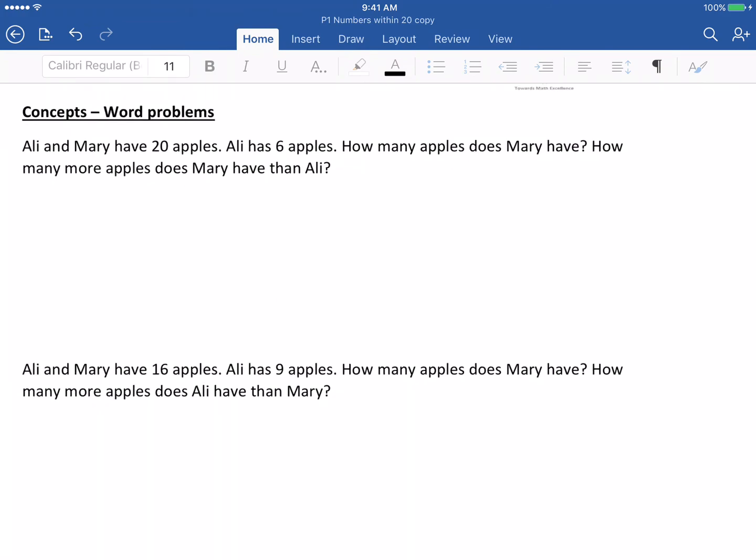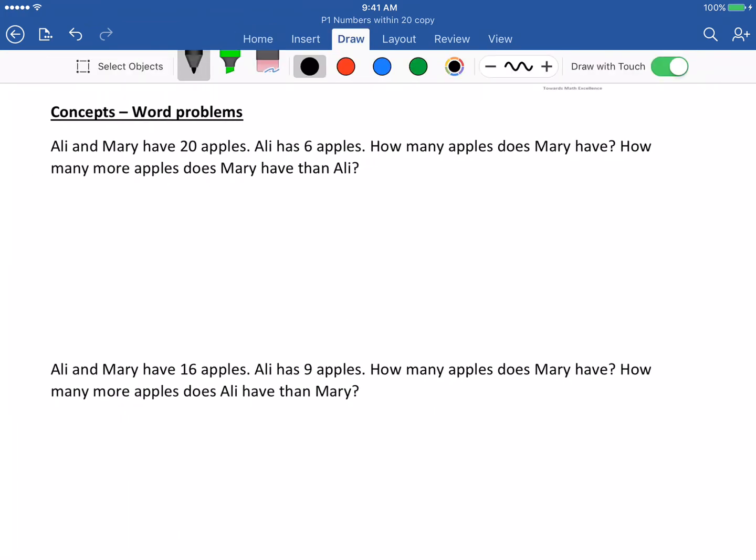Let's try this one. Let's read first. Ali and Mary have 20 apples. Ali has 6 apples. So how many apples does Mary have? If you look at this, the first sentence is what we call the altogether sentence, meaning the total sentence. In this case, we will put it last. This clue we will not use first. We start from this one instead.